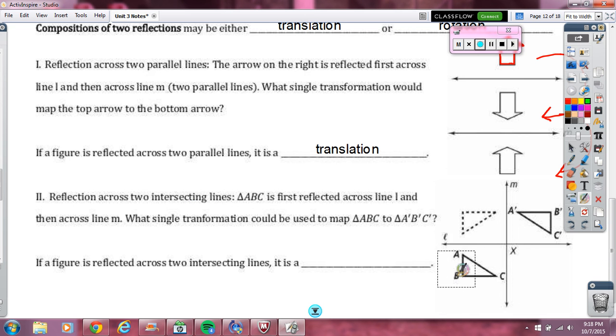Second one is if you're reflecting across 2 lines that cross. My original shape here is triangle ABC. I'm going to flip it over line L, and then flip it again over line M. What you hopefully end up noticing is that I could have gotten straight from my original shape to my A prime, B prime, C prime just by rotating, or just by turning the object a little bit. So that would be a rotation when I'm doing the reflection twice.